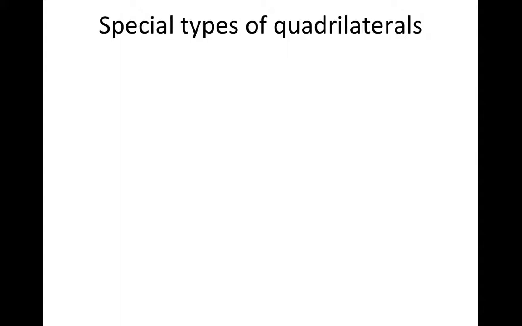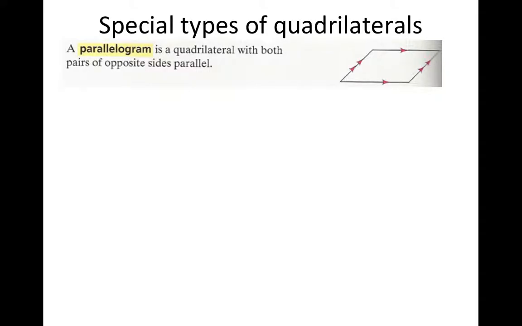Just as I categorize triangles, I can also categorize quadrilaterals, and there are several special types of quadrilaterals that we need to talk about. The first is called a parallelogram. It's a quadrilateral with both pairs of opposite sides parallel. So you can see that the sides on the top and the bottom and the sides on the left and the right are parallel with each other.